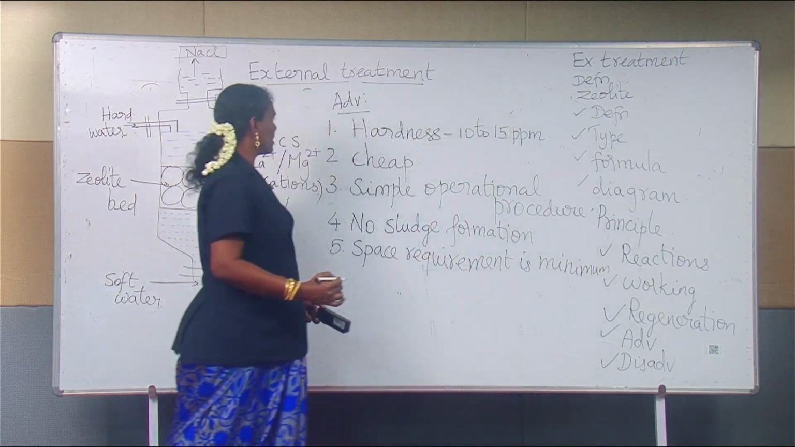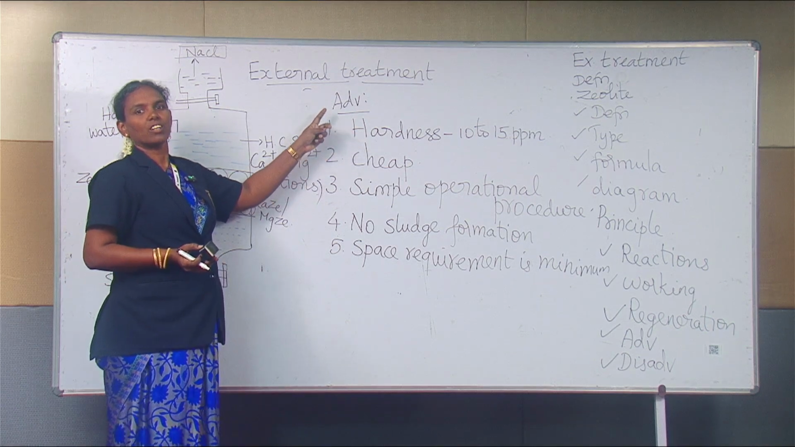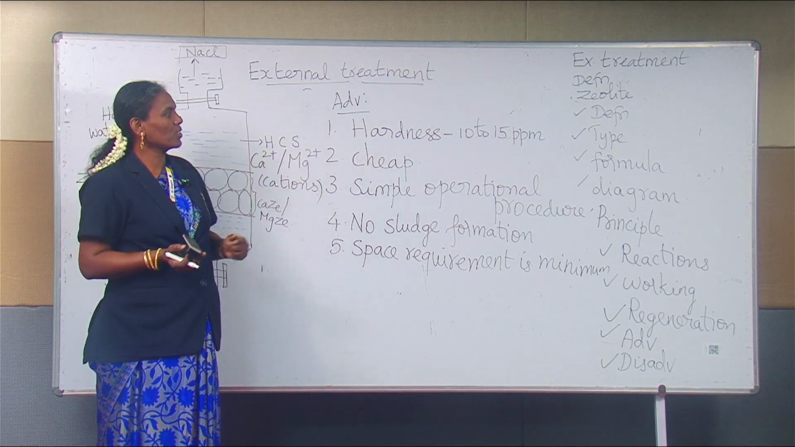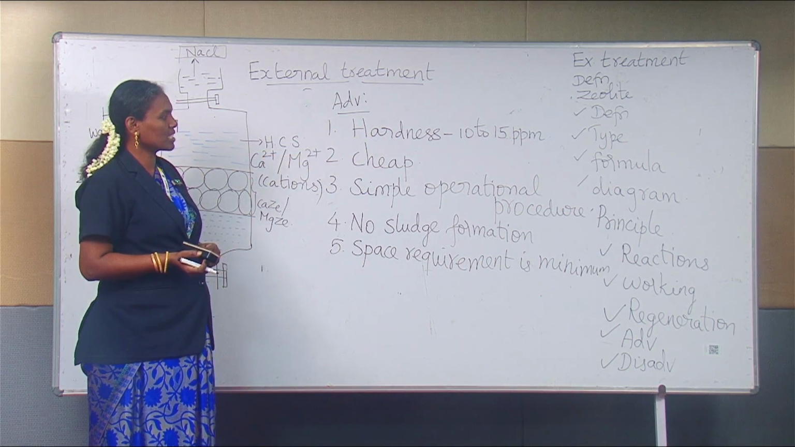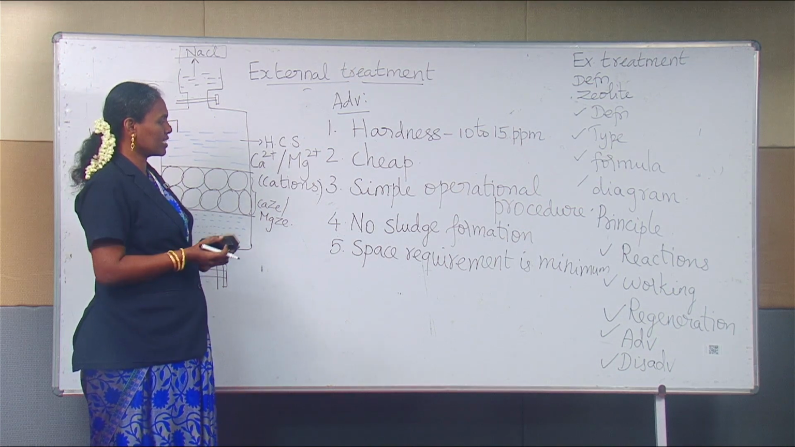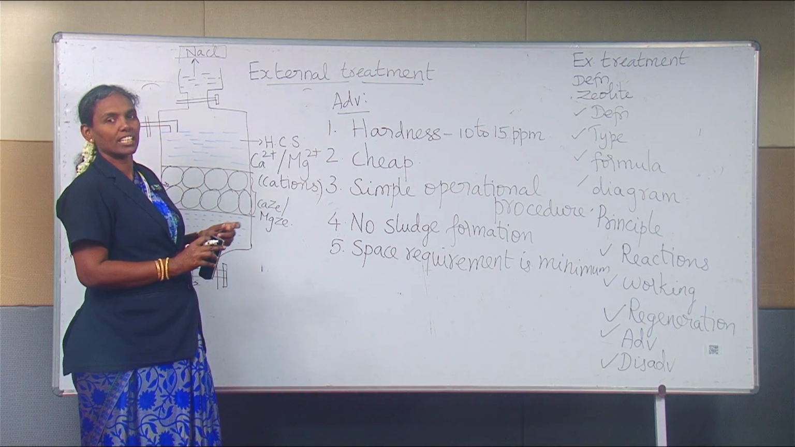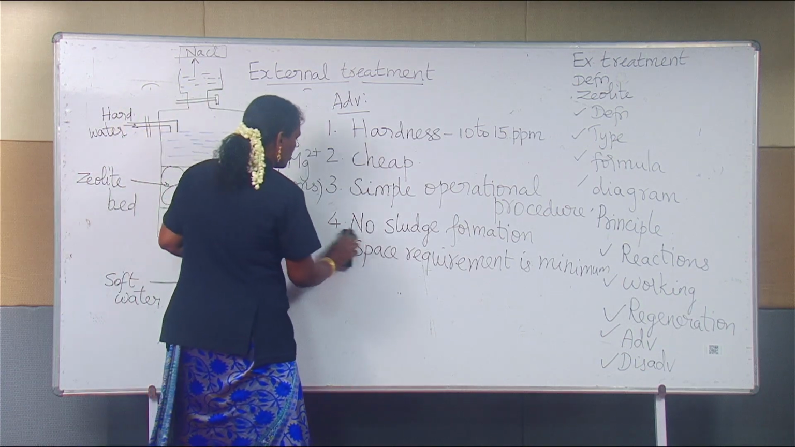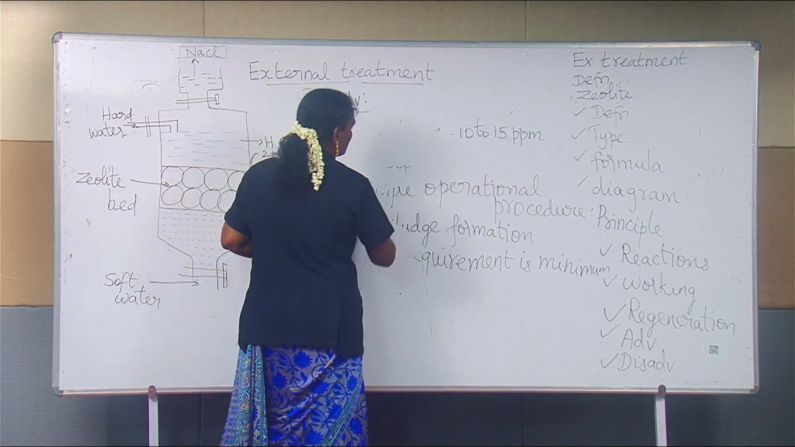Once again, these are the 5 points you can write. First, the soft or outlet water has low hardness, only 10 to 15 ppm, and this method is cheap. It has a simple operational procedure, no sludge formation takes place, and the space requirement of this setup is minimum. So these are the 5 advantages we have to write. And the next thing we are going to discuss is disadvantages.